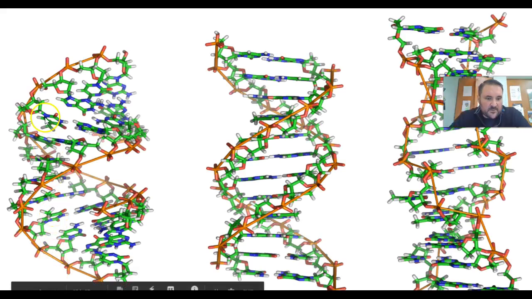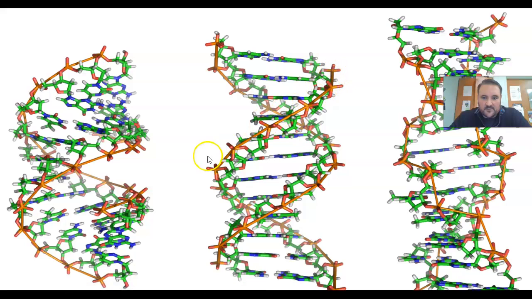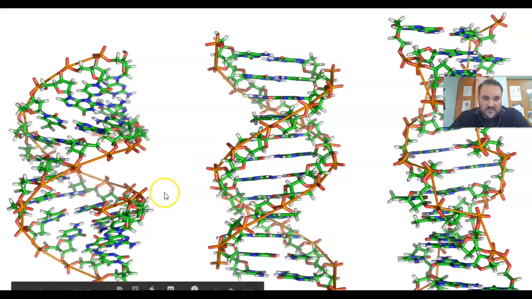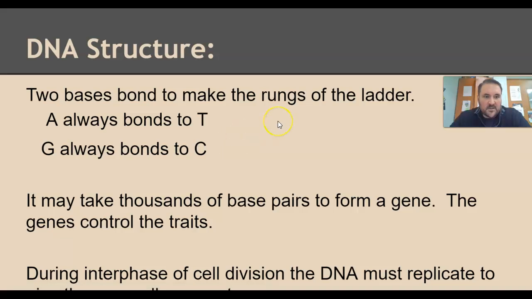This is a computer-generated picture of a close-up of DNA. The sides are the side of the helix. Helix actually means spiral, and then your internal rungs are these nitrogen bases. The two bases always bond to make the rungs of a ladder. A always bonds with T and G to C. A good way to remember that: all tigers can growl. All is A, tigers is T, can is C, and growl is G.